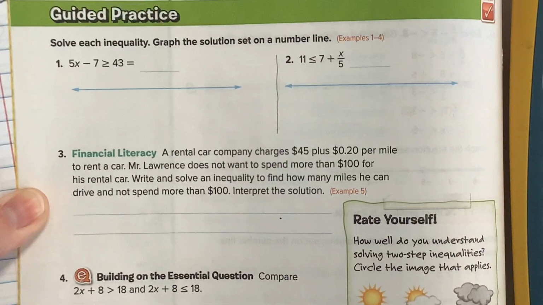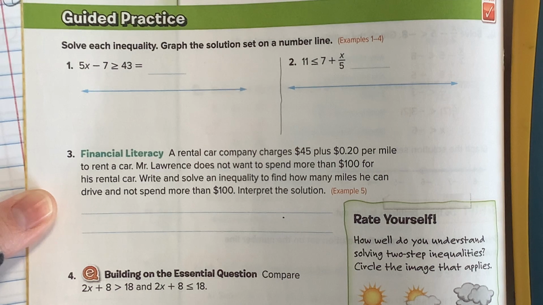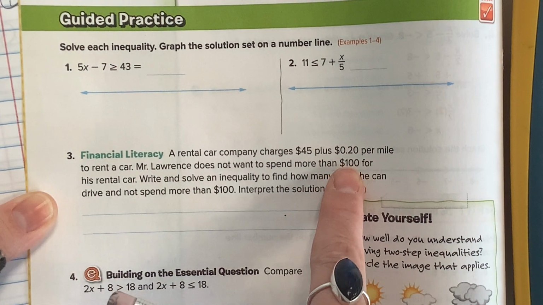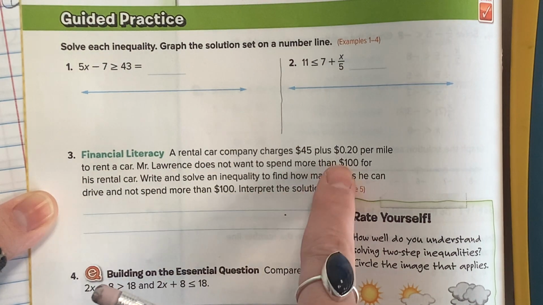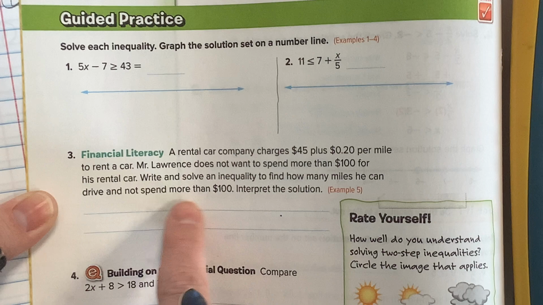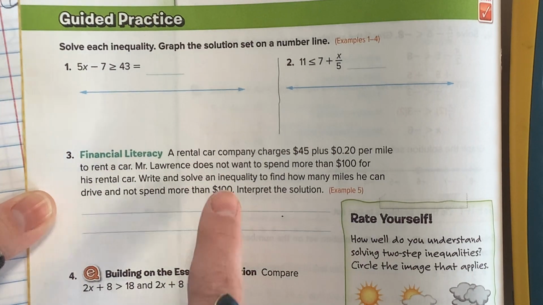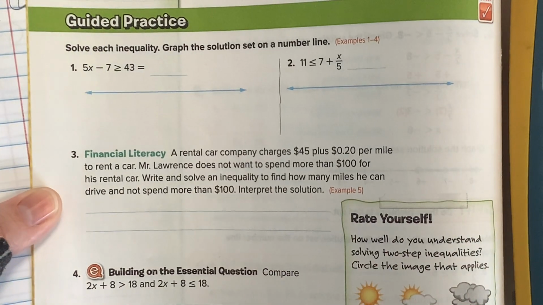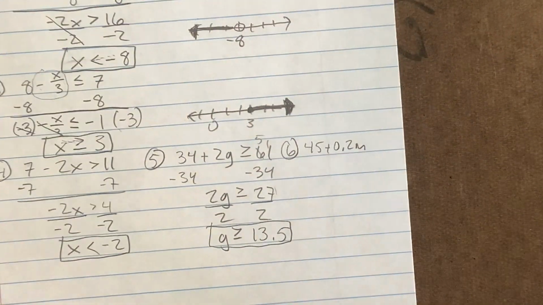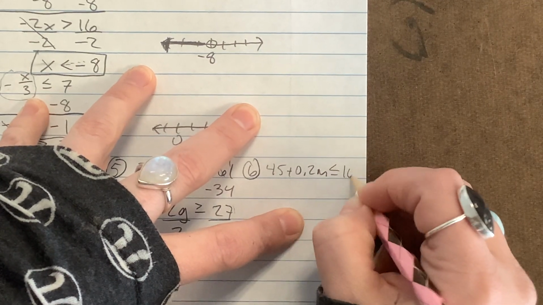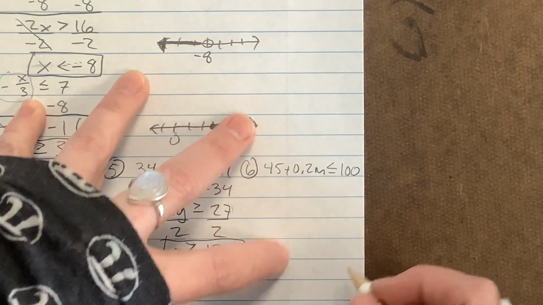Then it says Mr. Lawrence does not want to spend more than $100. Okay, so this is the biggest that we want the thing to be. Is he okay if we spend $100? Write and solve an inequality to find out how many miles he can drive and not spend more than $100. I think he can spend $100, and that's okay. So I'd call that an or equal to, and we want what we spend, which is all of this, to be less than or equal to $100.